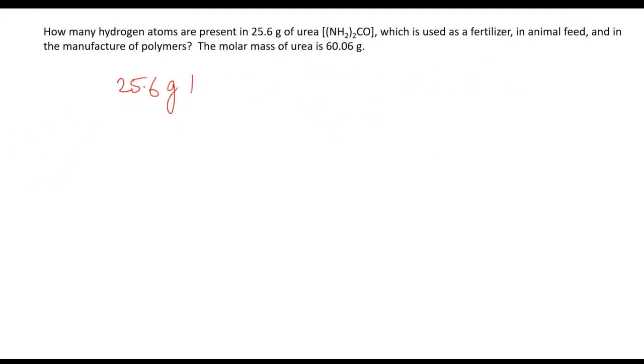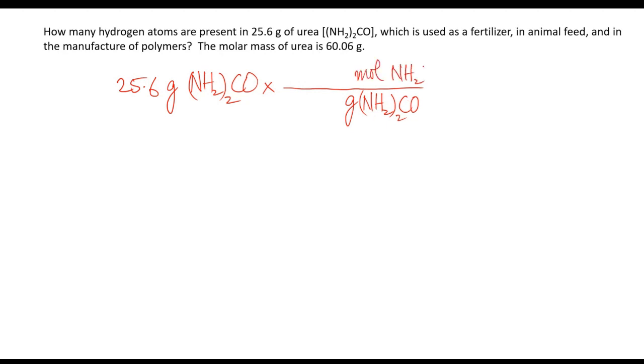25.6 gram of urea, NH2 twice CO. So first change gram to mole. Multiply and divide: gram of urea and mole of urea. Now, when you change gram to mole or mole to gram, you have to use molar mass. So the molar mass of urea is given in your question, 60.06, but you can calculate it yourself.